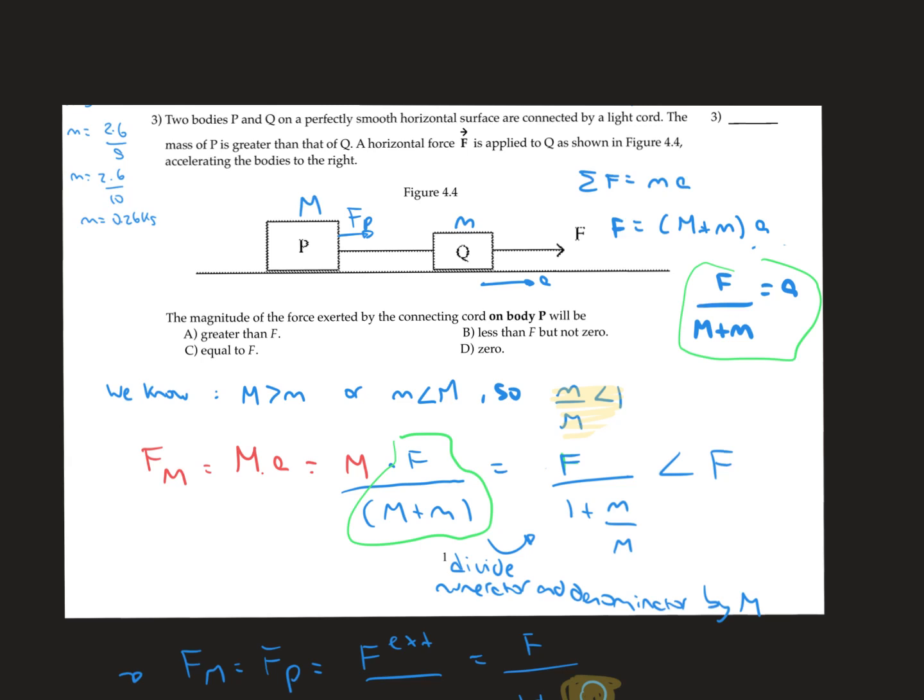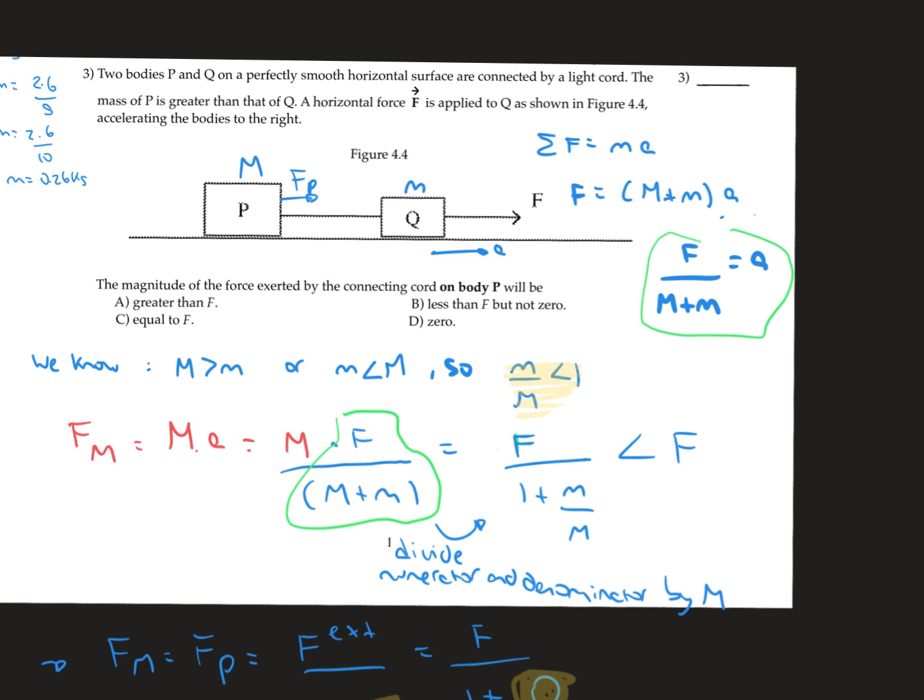In this problem, they're giving us two bodies P and Q on a perfectly smooth horizontal surface connected by a light cord. They're also giving us the data that the mass of P is greater than the mass of Q. Moreover, a horizontal force F is applied to Q, as shown in the picture.